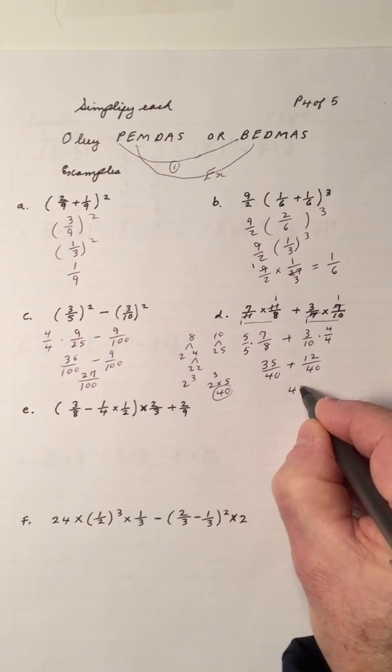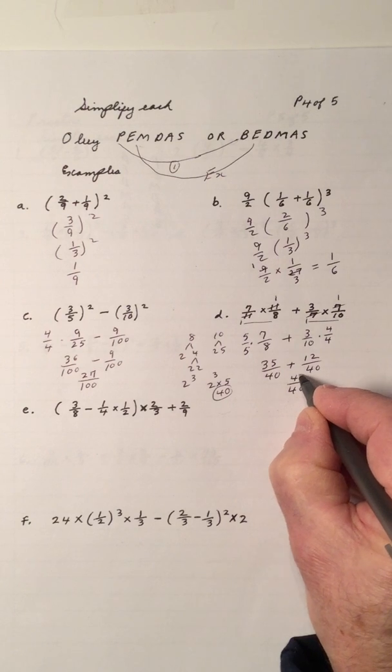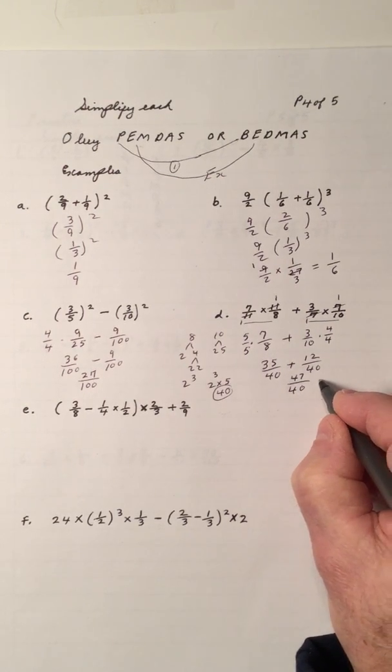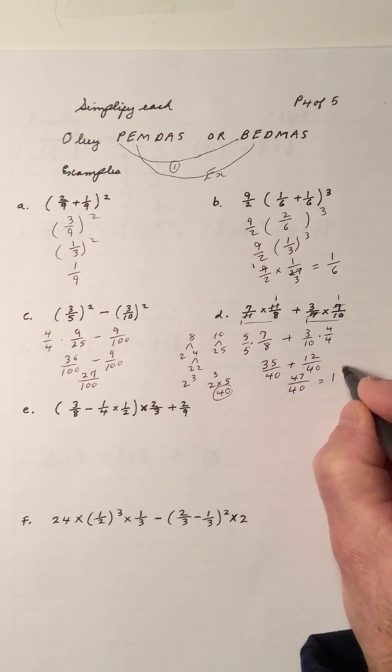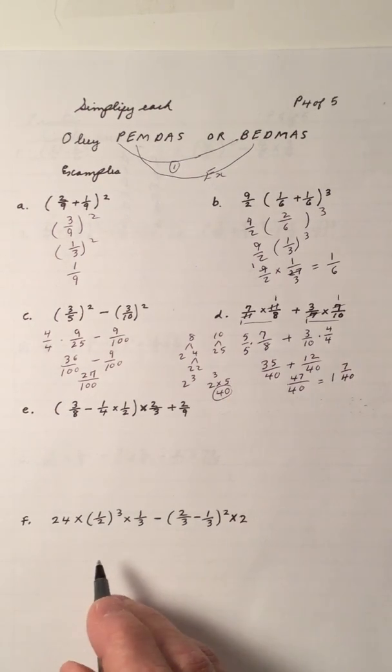Now we have to add, keep the denominator, add. I get 47. 47 is improper, so 40 into 47 goes once, and there's 7 left over. So it's 1 and 7 over 40. 7 is prime, so we can't reduce.